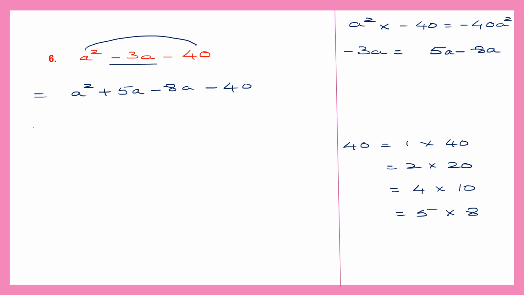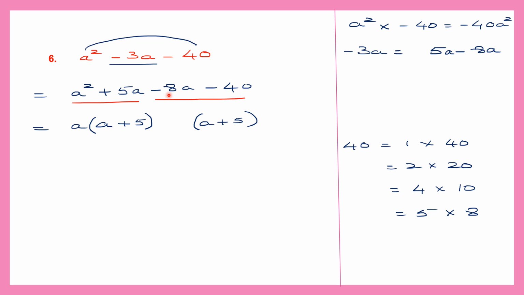So now I can group it. So a square plus 5a minus 8a minus 40. Let me take out the common term. The common factor is a here, and then a inside: a plus 5, because I already had this 1a here, I just have to put 5. That means here also I need to get a plus 5. So let me put that to make it easy for us to understand. So what should I get here?